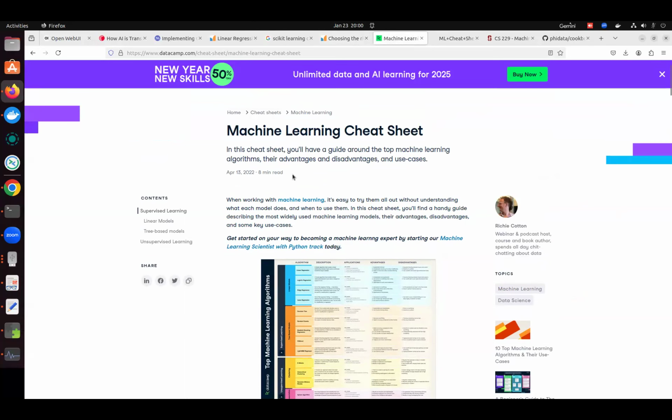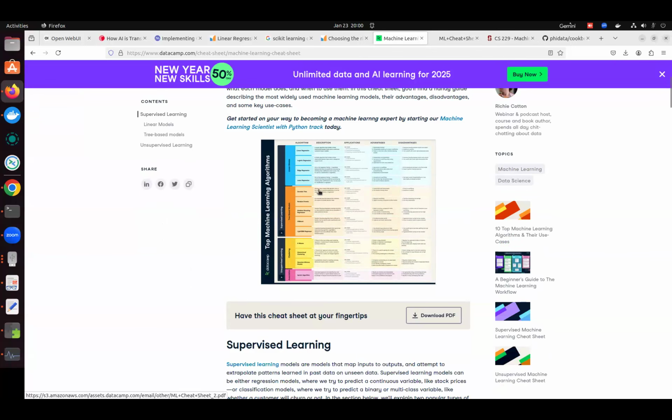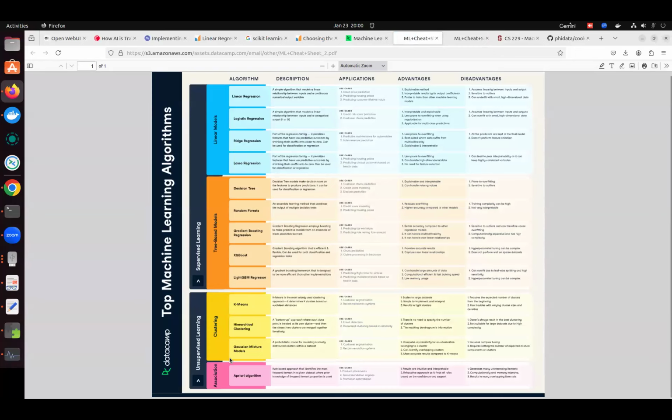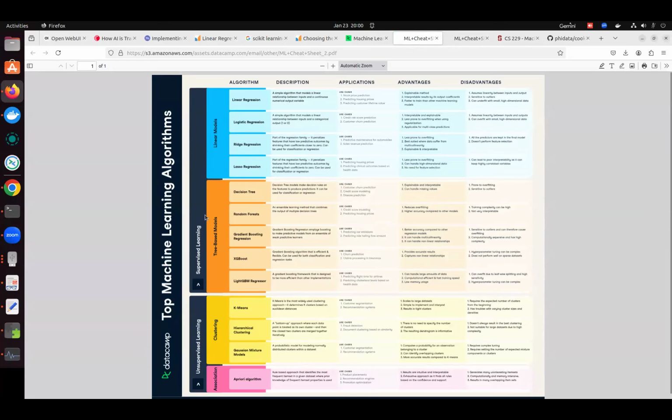Whenever you want a shortcut for learning machine learning, there are a lot of cheat sheets available online. You can see this one, for example. Many people speak about supervised learning, unsupervised learning, reinforcement learning, or semi-supervised learning, right? In unsupervised learning, you have associations or clustering. Under supervised learning, you have tree-based models or linear models. Under linear models, the different models are linear regression, logistic regression, ridge regression. Take note, even though logistic regression has the name regression, it is actually a classification. And lasso regression, decision trees, random forests. Then what are they used for? What are their use cases, applications, and what are their advantages and disadvantages?